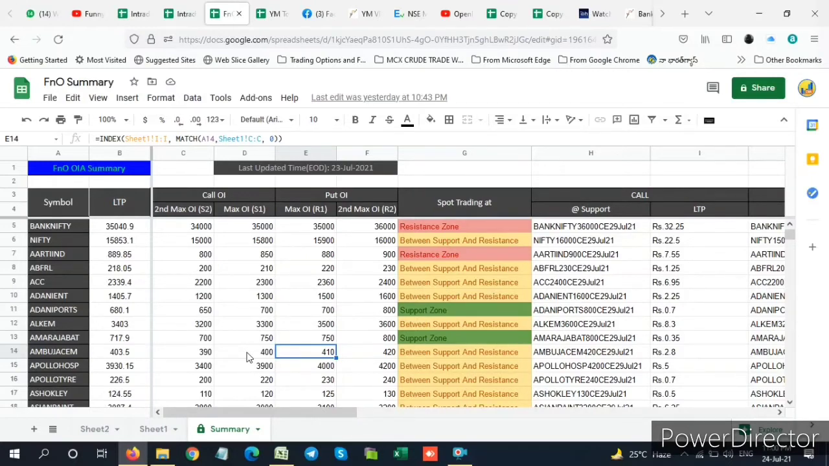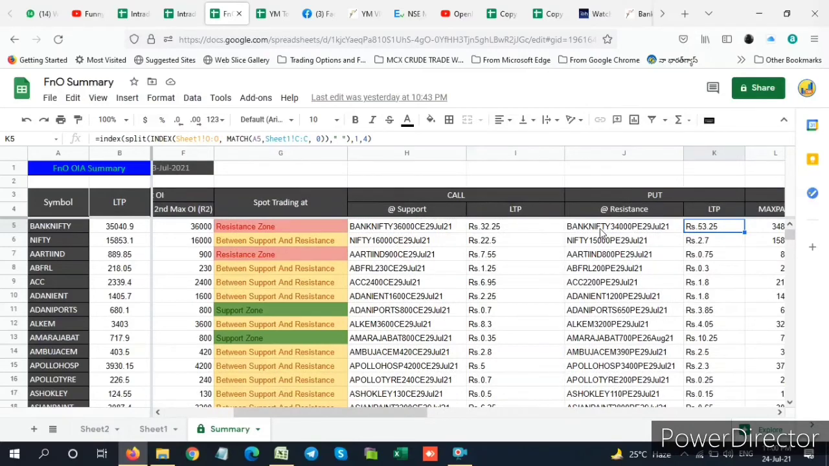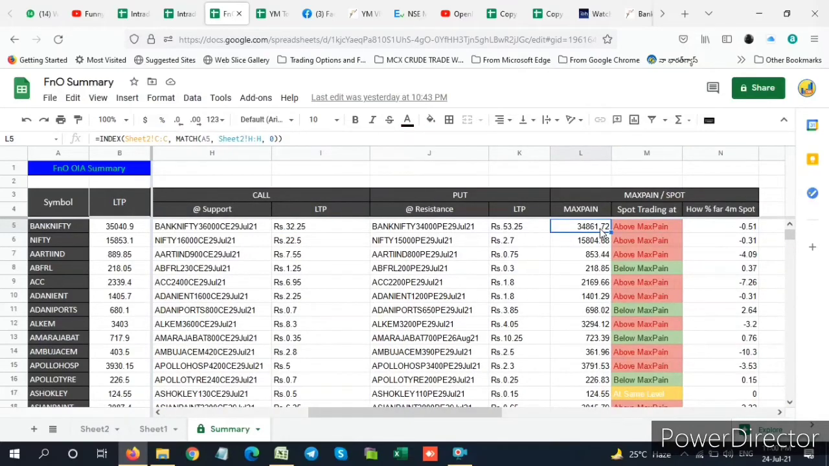And here I have shown some near support call option and put option, what is the LTP for that one. And in the same way here it is max pain for the same symbol. And what is the LTP, is it trading above the max pain or below the max pain. Who believes the max pain theory? Of course it's not like that, but it will expire at the same price of max pain, but it will travel around that one and expire near that place or somewhere else.